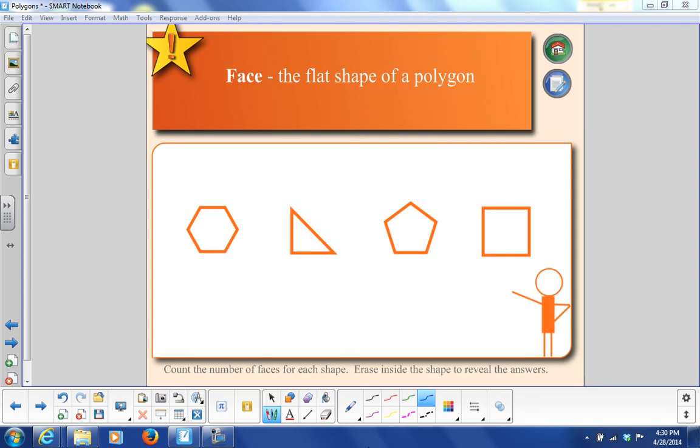Alright, faces. A face is the flat shape of a polygon. So if I'm looking at a face, it would be what's inside these lines. So this would have one face. This triangle, one face. This pentagon, one face. And this square would be one face. Most of your polygons that are two-dimensional are going to have one face.